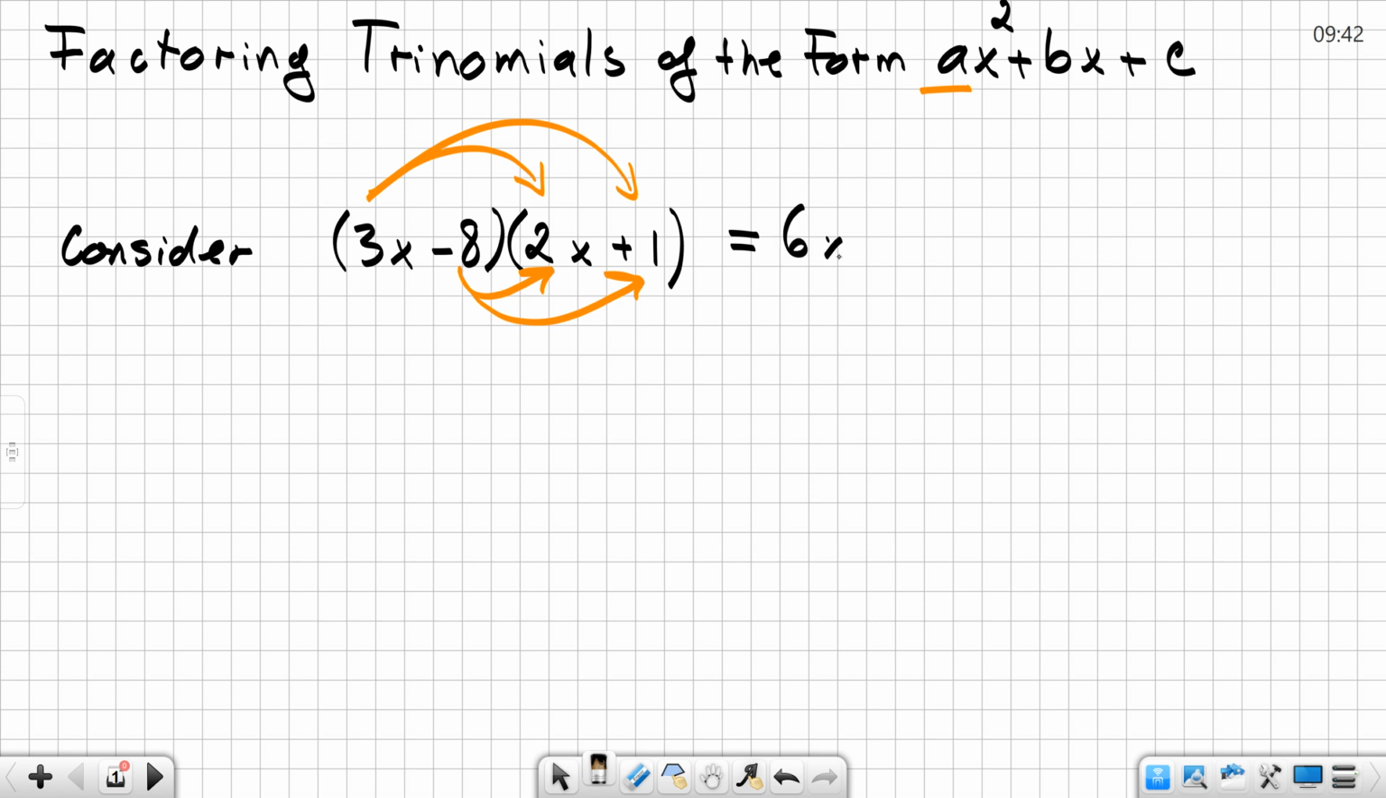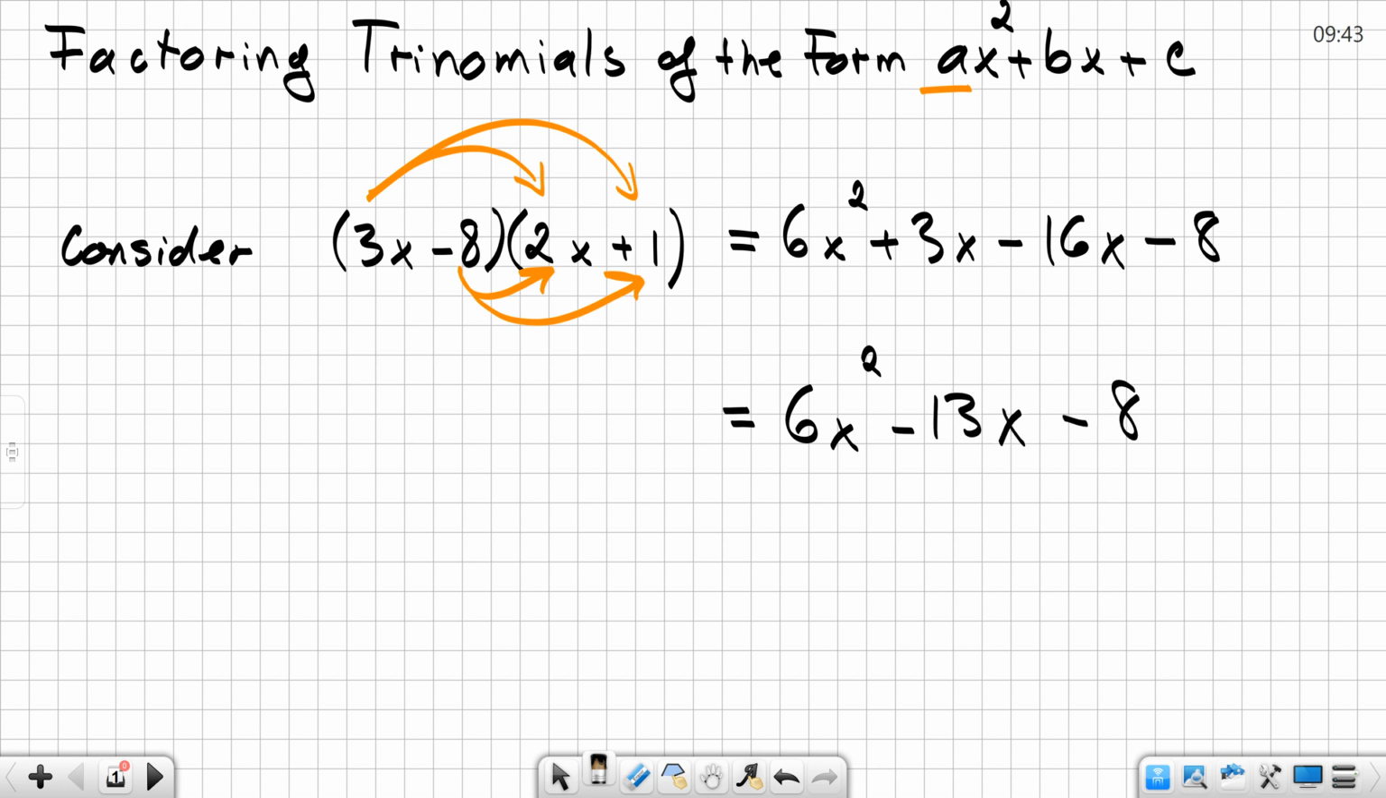3x times 2x, that would be 6x squared. 3x times 1. And negative 8 times 2x. And negative 8 times 1. All right, this is our polynomial as it is right now. It has 4 terms, as always, to begin with. But we see that the outer and the inner terms are like terms and they can be combined. And that means 3x minus 16x, that would be a negative 13x minus 8.